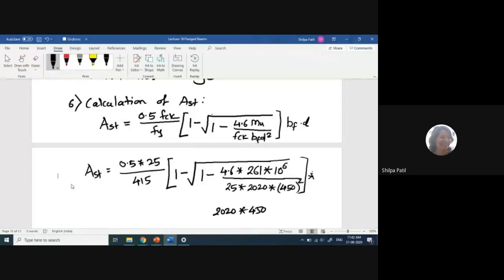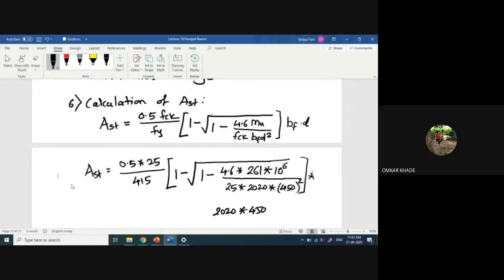We already discussed this when we studied the analysis of flanged beams. You just open that recorded video. I think it was lecture number 9 or 10, I don't remember now. I think it is lecture number 9. Just check the video of lecture 9 and you will get the concept clear. I have explained everything along with the diagrams.